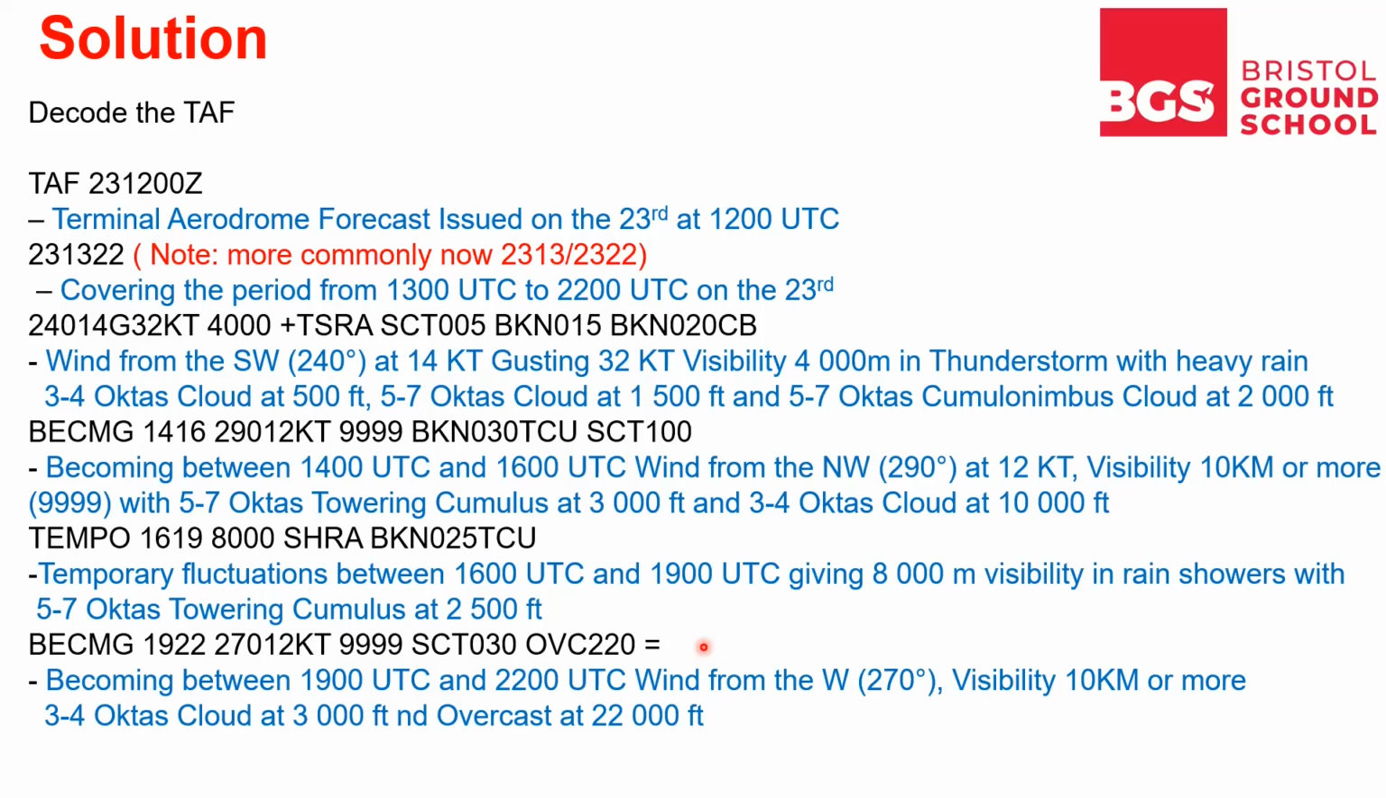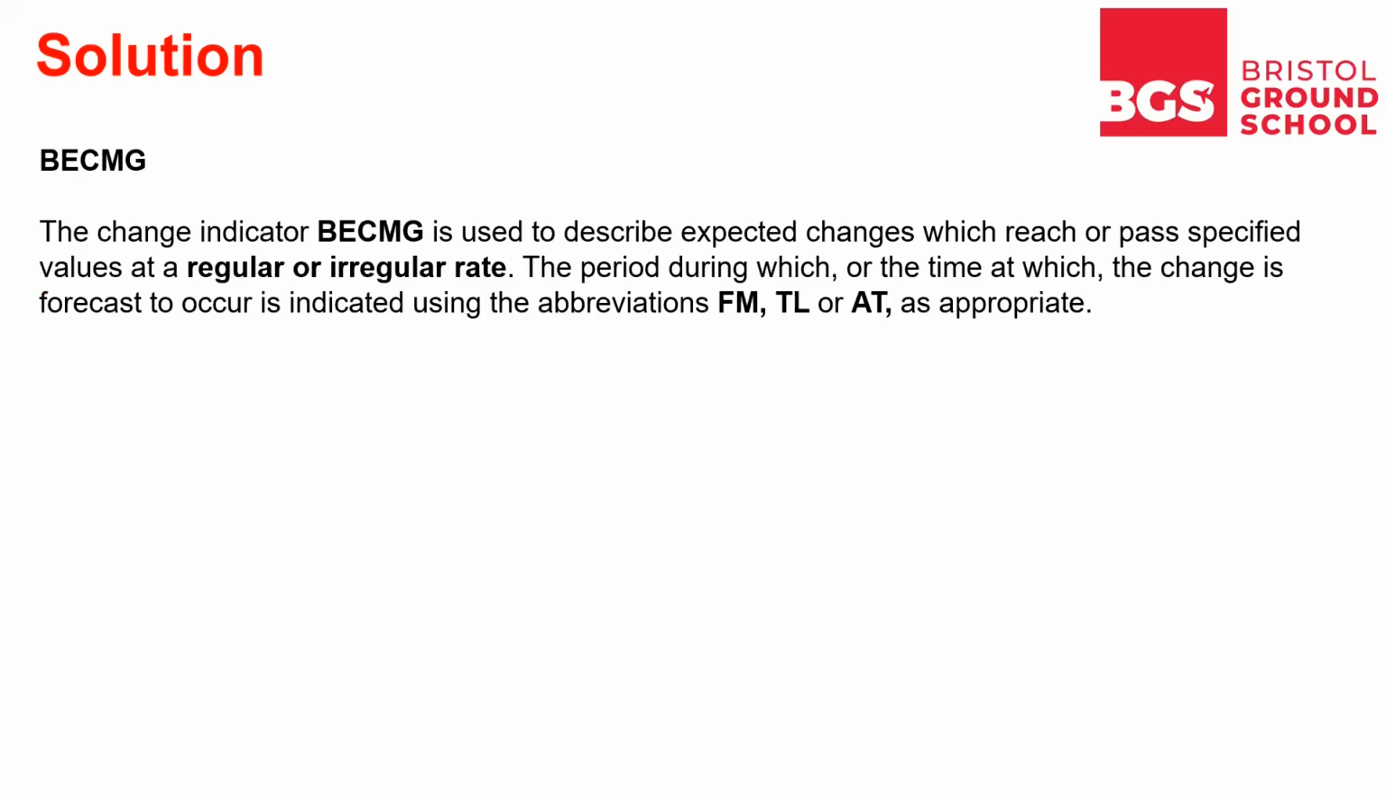Before we answer the question, it is worth covering the differences between the words becoming and tempo. These definitions come from the World Meteorological Organization's decode for aerodrome forecasts. The change indicator becoming is used to describe expected changes which reach or pass specified values at a regular or irregular rate. So it's not a gradual change. It might go better, it might go worse, and back again.